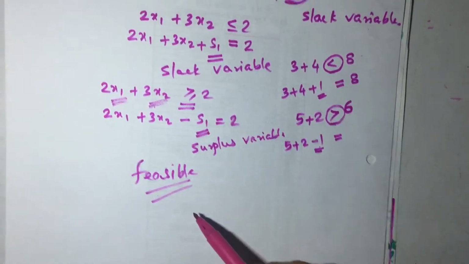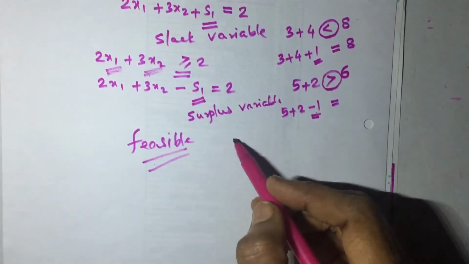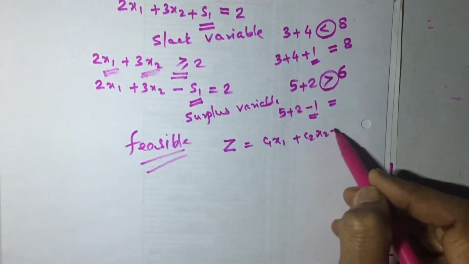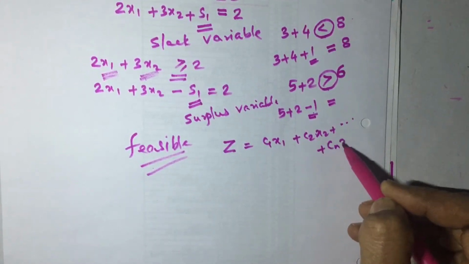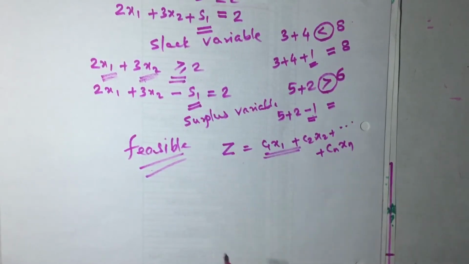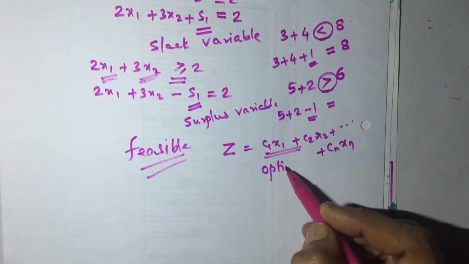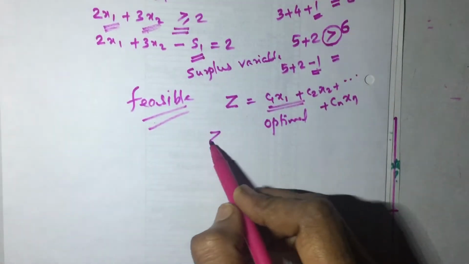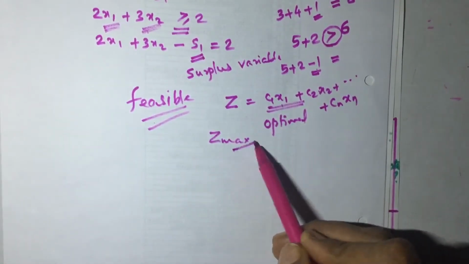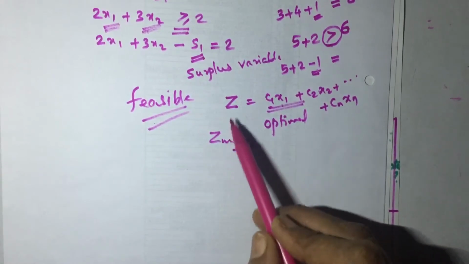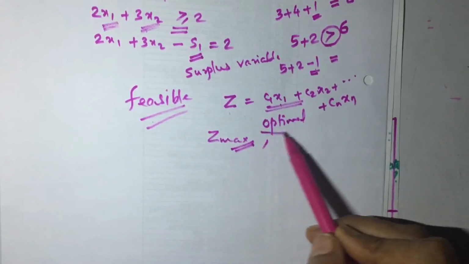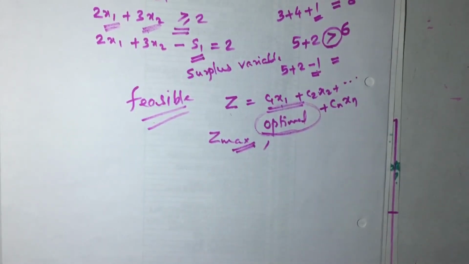Now any solution which maximizes or minimizes the objective function, where the objective function is z equal to c1x1 plus c2x2 plus etc. cnxn, we call an optimal solution. If you get a maximum value of the objective function after putting in x1, x2, etc., that is z maximum, or if you get a minimum value, that is z minimum, and in short you call that the optimal solution.